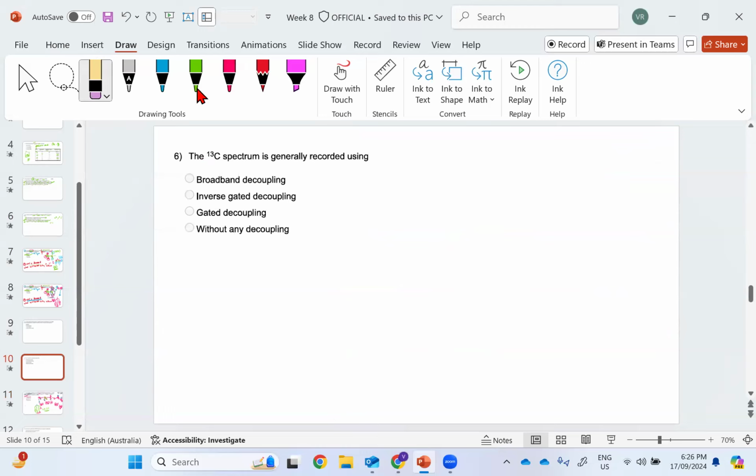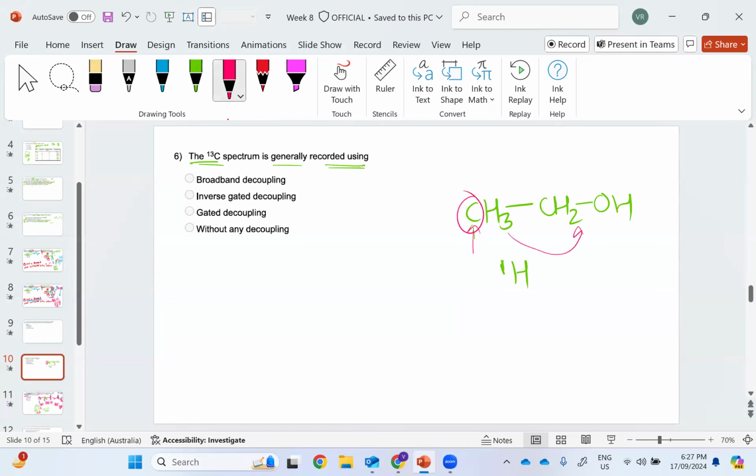The next question is here. The 13C spectra is generally recorded using. As we have mentioned earlier, if you have any molecule, CH3OH, in the case of 1H NMR spectra, since the natural abundance of these carbons is very low, we will not observe any splitting due to this kind of carbon atoms. We will not observe any splitting due to this carbon. We only observe the splitting due to the additional CH2 or anything.